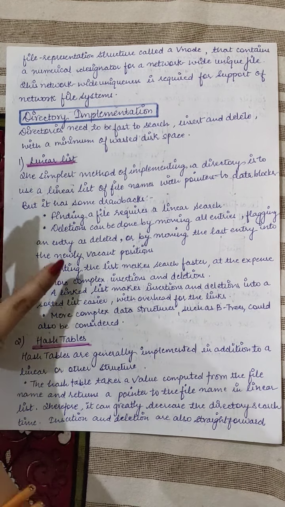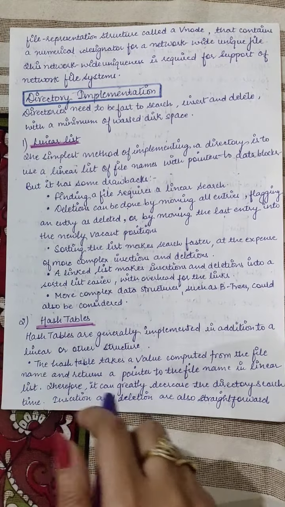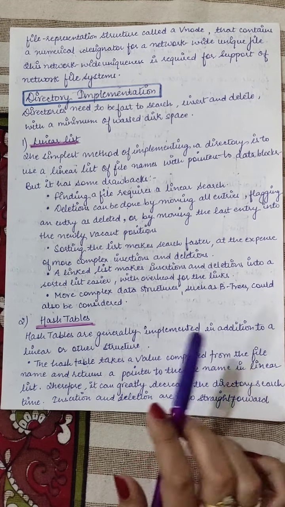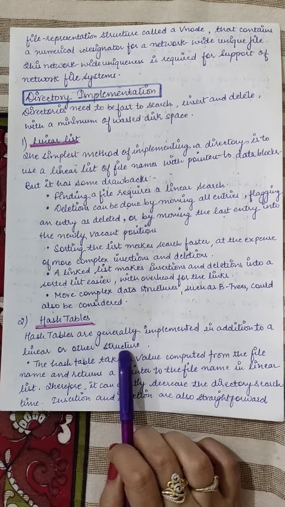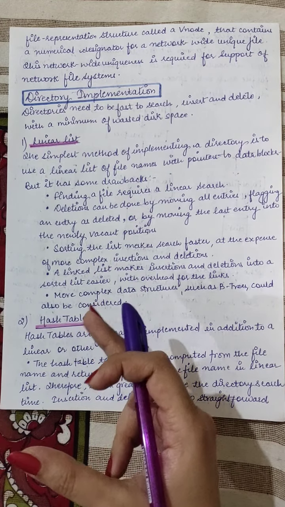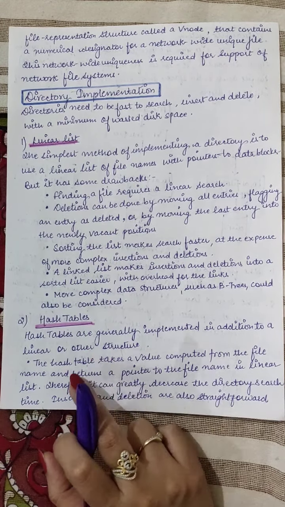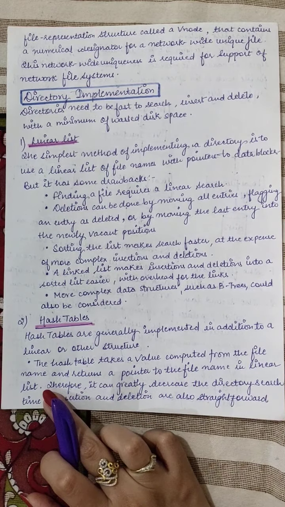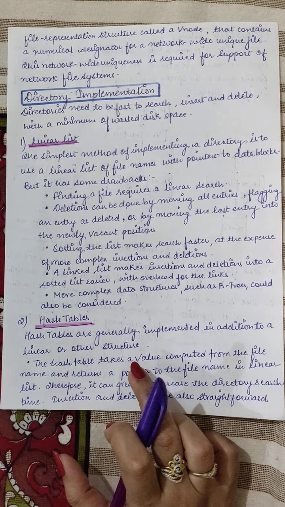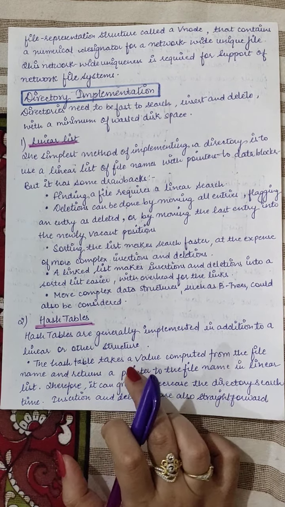To overcome this issue, we have another approach, which is the hash table. These are also generally implemented in addition to a linear or other structure. It is almost like a linear list, but for the searching operation, instead of a linear search, that is searching every list element, that is every file name, we use the concept of hashing. The hash table takes a value computed from the file name and returns a pointer to the file name in the linear list. So the hash table will be maintained, which will store the hash value. Therefore, it can greatly decrease the directory search time, and insertion and deletions are also straightforward.